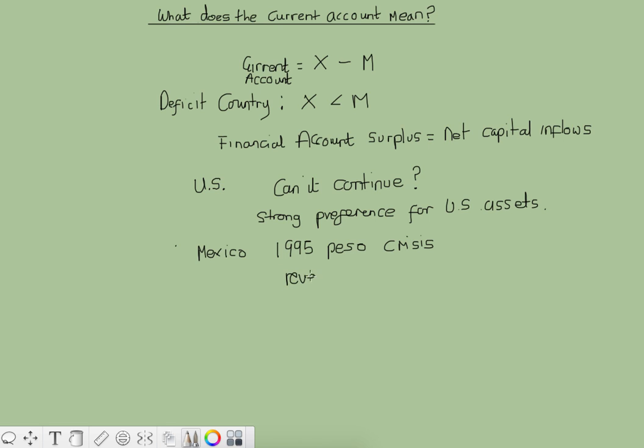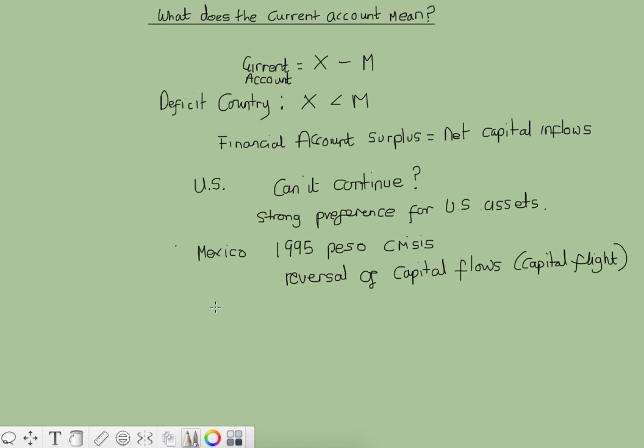So you have a sudden, rather catastrophic reversal of capital flows, going into Mexico and then out of Mexico, sometimes called capital flight, and that caused very great damage to the Mexican economy. So it's something of a privilege for the US to be able to sustain these relatively large current account deficits over relatively long periods of time, and it reflects the strength of the US financial system.